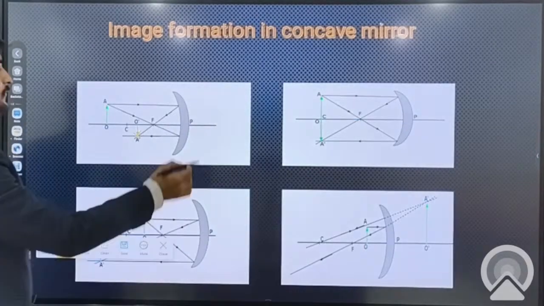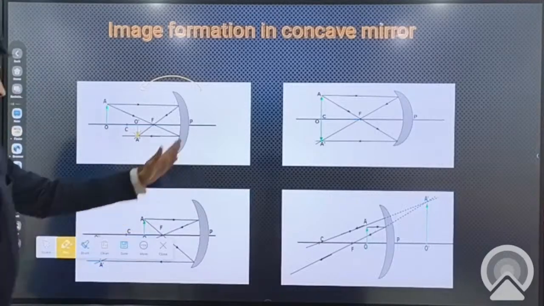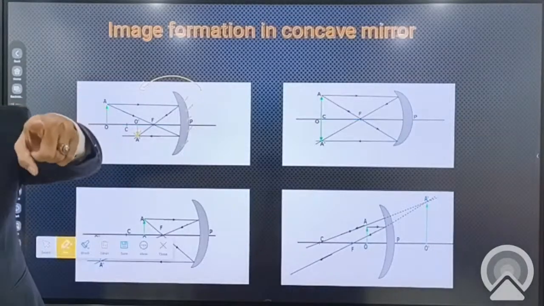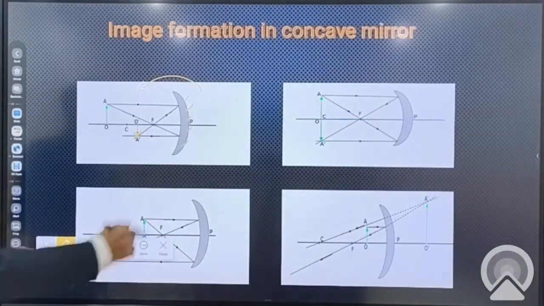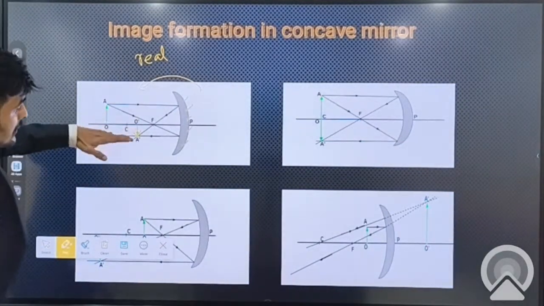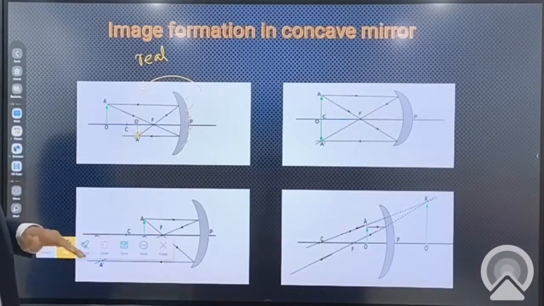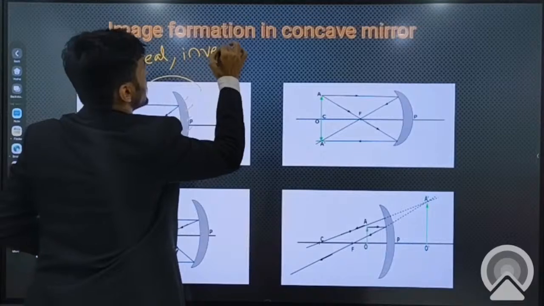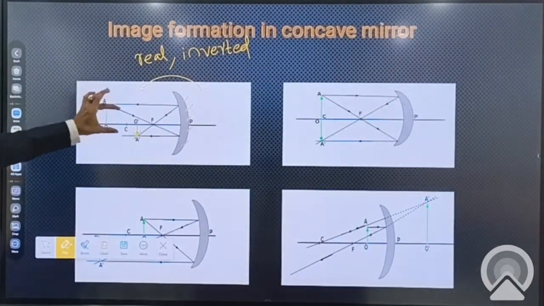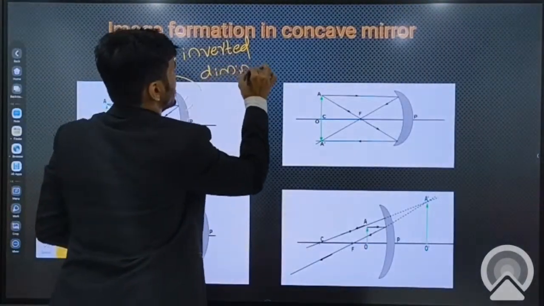Listen, guys. If the image is to the left of the mirror, or in front of the mirror, this is our mirror, right? For a concave mirror, the shading will be here, so this will be the reflecting surface. If the image is in front of the mirror, then the image is real. Clear? And if the image is under the principal axis, you can see here, this is the principal axis and the image is under it, then it is inverted. Clear? And you can look at the size. This is our object, this is our image. So what is the specialty? It is small. So we can call it diminished.